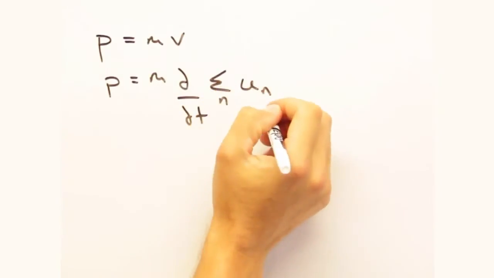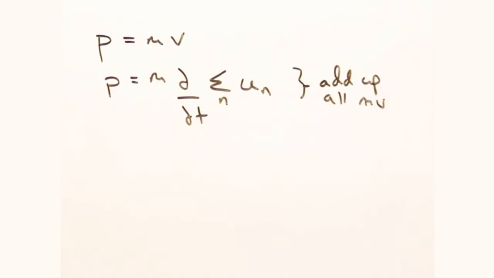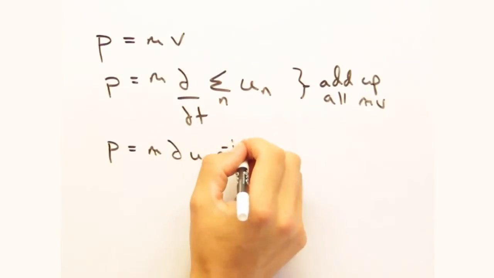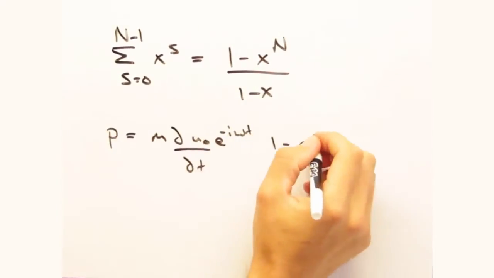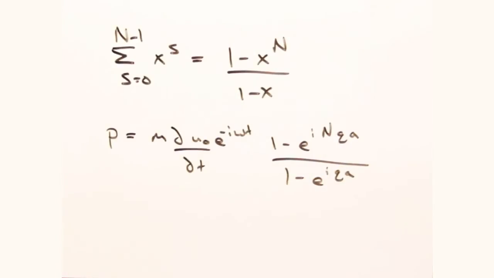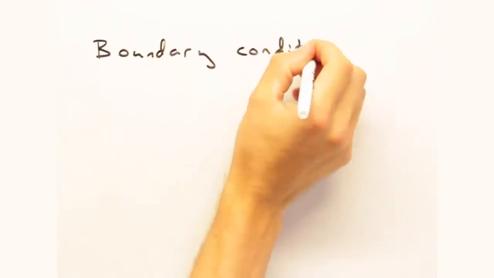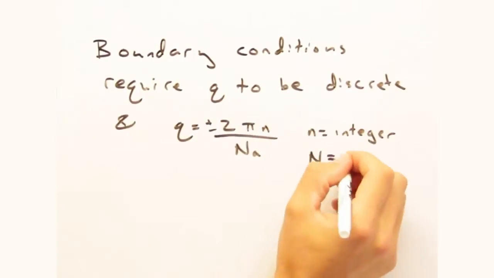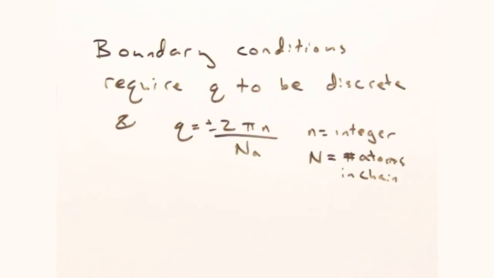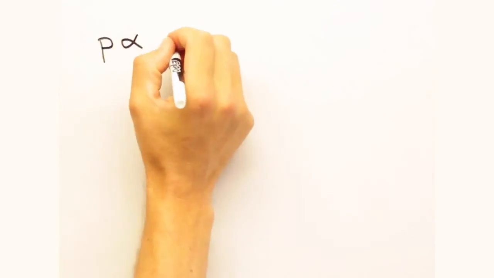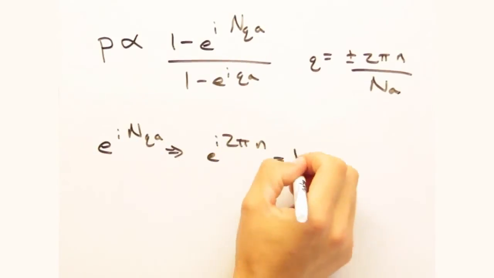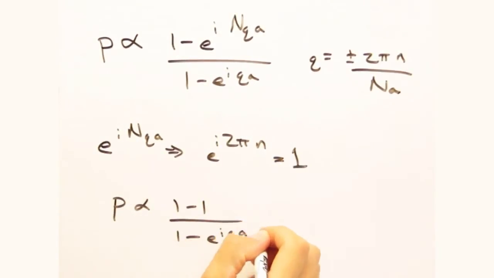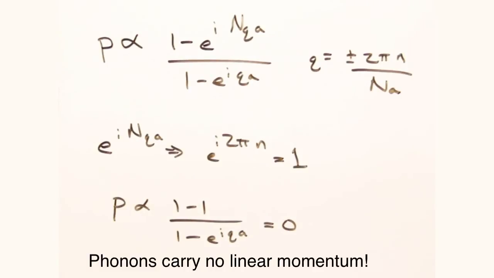Sure. Let's start with P equals mv, where we add up all the displacements over n before taking the time derivative. This time we'll use the complex exponential form of u sub n. While this looks a little ugly, we can simplify it using this infinite series approximation. That doesn't look much better. Not quite done yet. First we need a boundary condition on q, which we'll go through in the next video, but for convenience I'm just going to invoke it now. Okay, so let's plug that into our new momentum expression, and this exponential in the numerator will always be 1 since n is an integer, and we get 1 minus 1 in the numerator. Which proves mathematically that phonons carry no linear momentum.